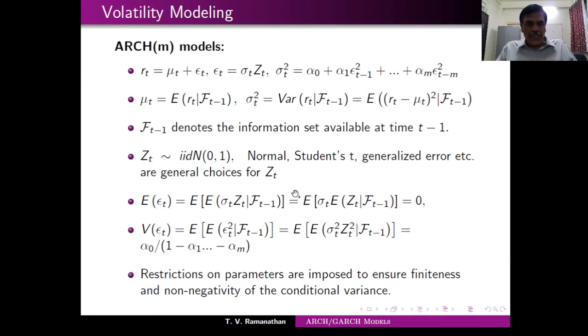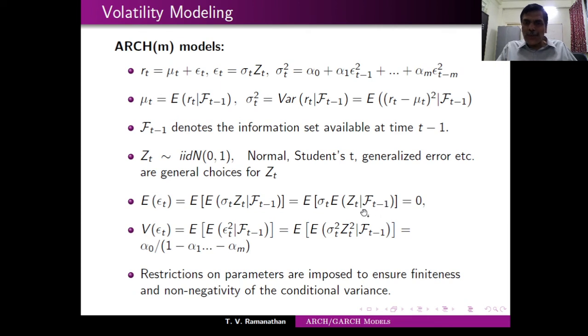You can have different distributions for this. Now, if you specify this model in this format, it is possible to see that the expected value of epsilon t can be substituted by sigma t zt over here, and this sigma t is a function of, because once this is given, all these are constant, so it comes outside the expectation. So this sigma t comes out, and then you have the expected value of zt given ft minus 1.